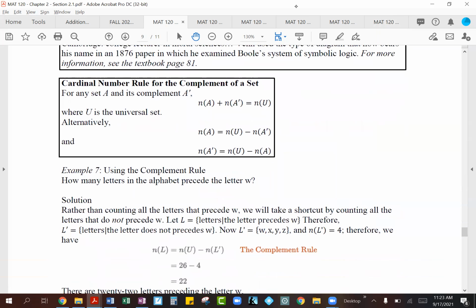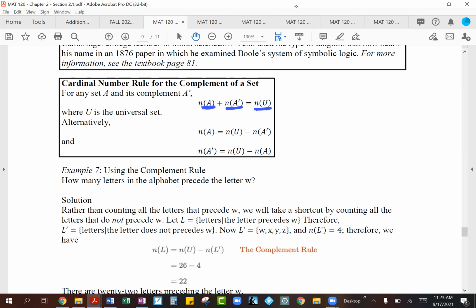So the next part that I wanted to highlight was, again, cardinal numbers for the complement of a set. So the idea is, if you take the cardinal number for set A and add it with the cardinal number for the complement of set A, those two numbers total should give you the cardinal number for your universal set. So basically the complement and the original set themselves are going to add up to give you all the elements that will be in the universal set.